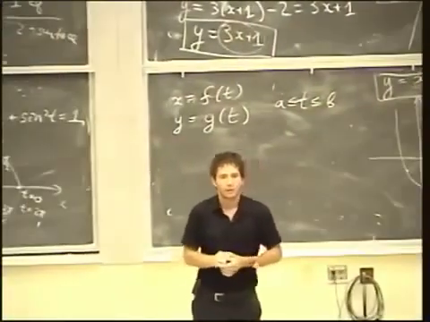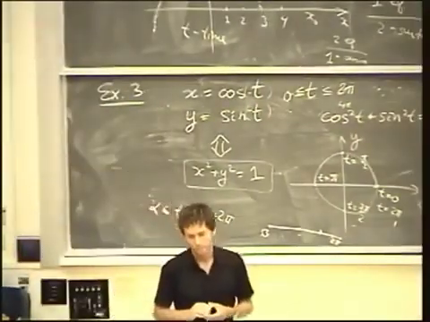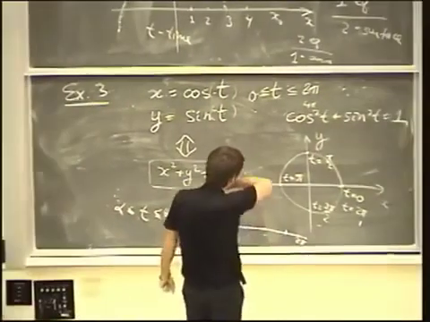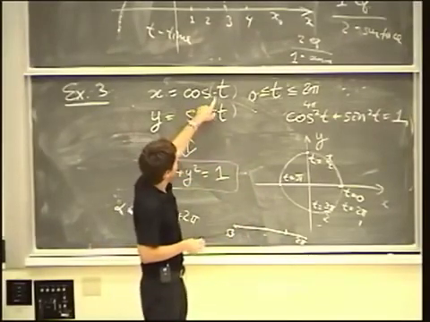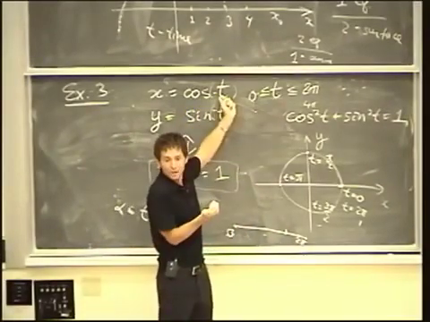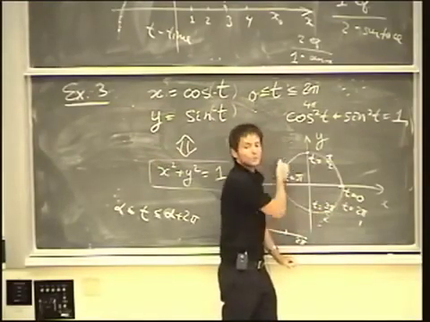Anything else? Okay, so now let's do one more, and I think time is up. Let's look at this parameterization. If t is positive, negative t is negative, and the negative angle will correspond to moving like this. This is minus pi over 2, negative pi over 2, and so on.